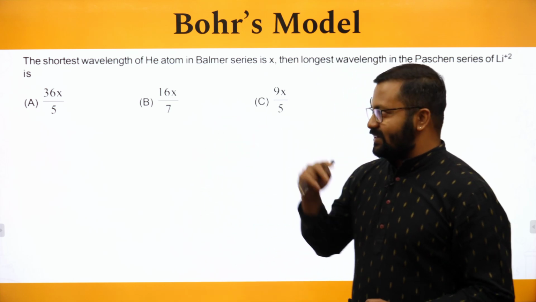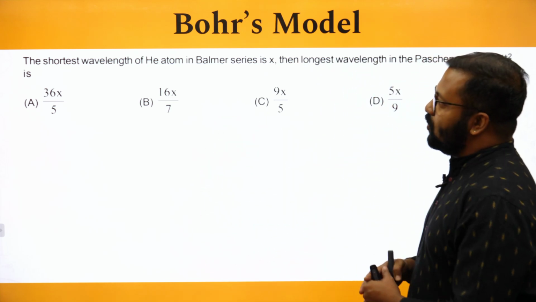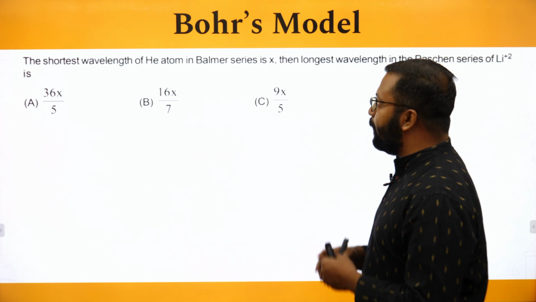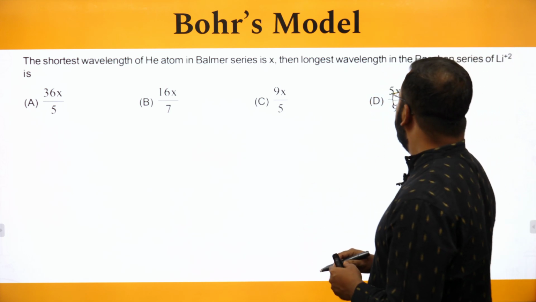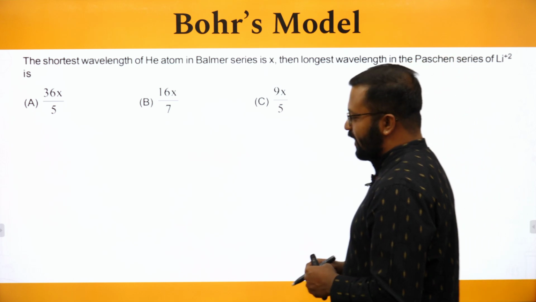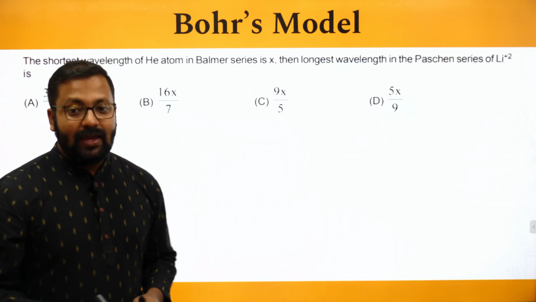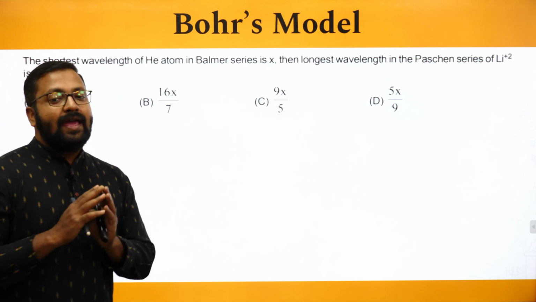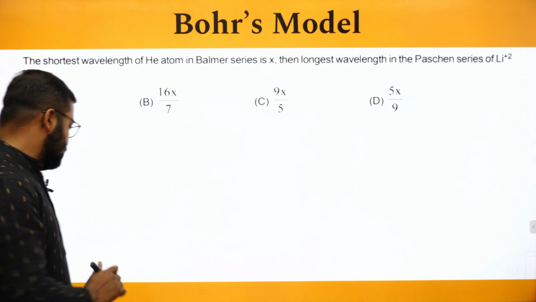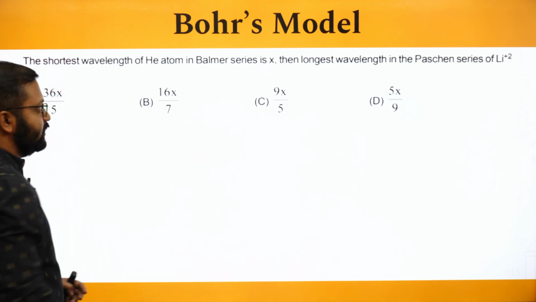So the next question is this. The shortest wavelength of helium atom in the Balmer series is X, then the longest wavelength in the Paschen series of Li2+. Now, this is a question from spectrum in which we apply Bohr's model. How do we solve a question like this?